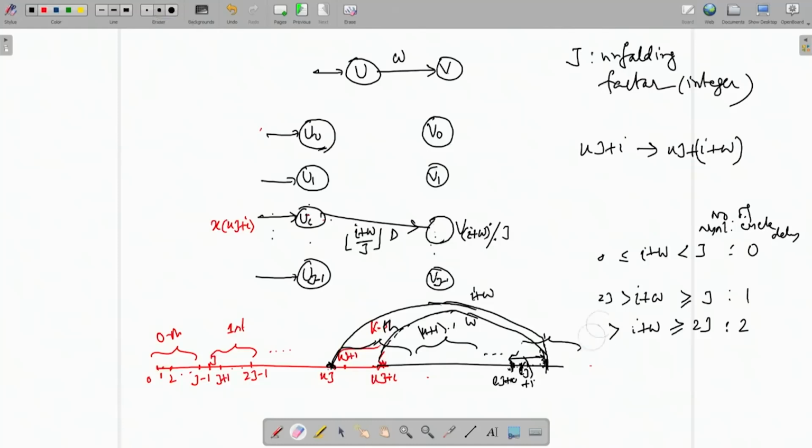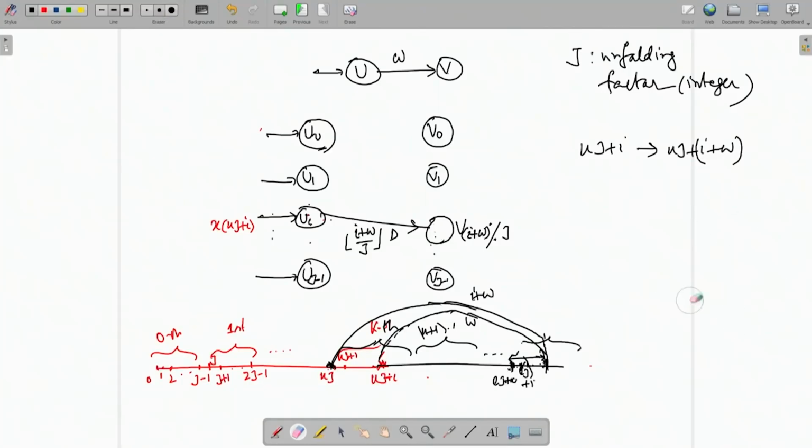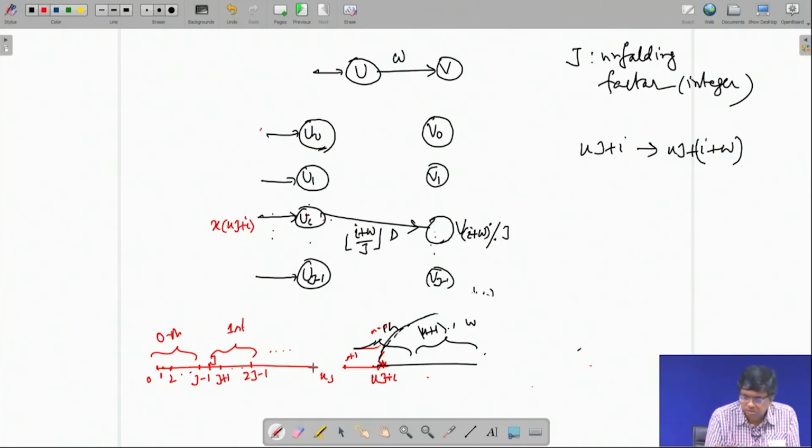I can erase this part and make this drawing a little cleaner. No longer do I need this counting from Kj. This is my block: Kj, Kj plus 1, like this, one block. I do not need this block. K plus 1/8.